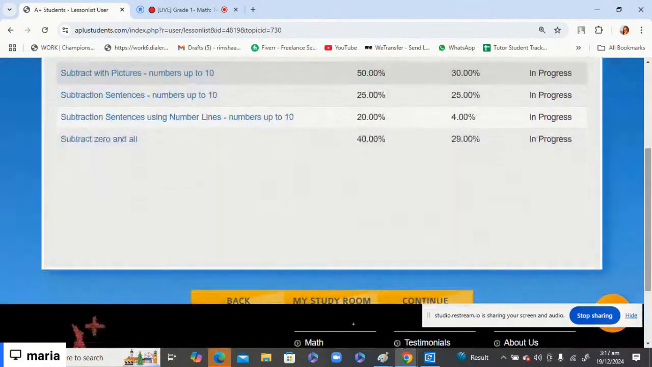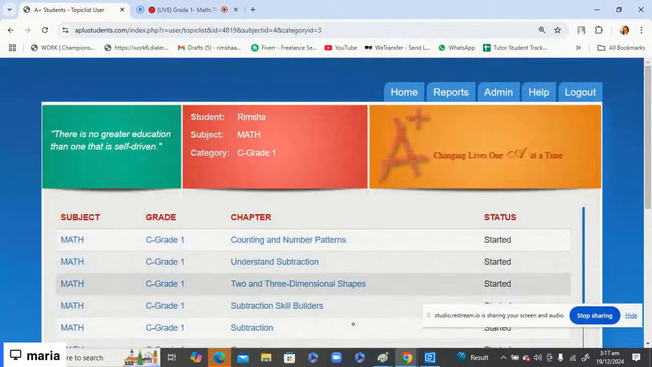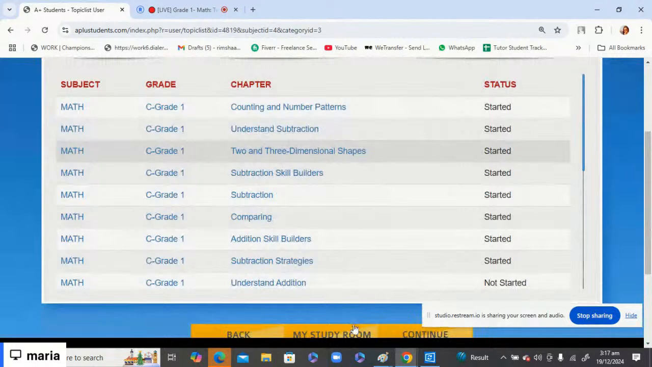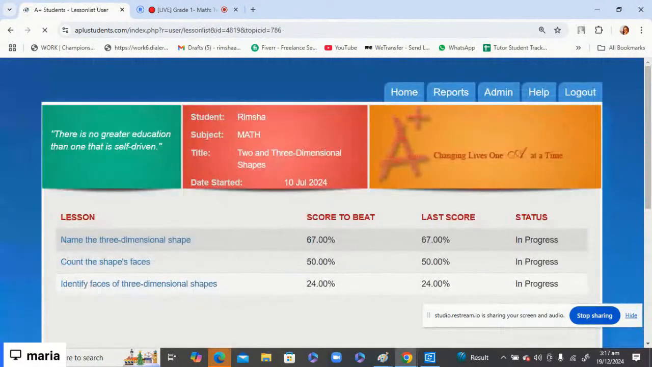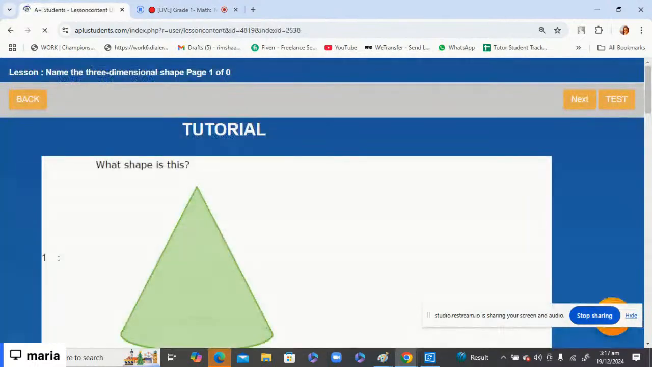So here this chapter is completed. Now let's start the next chapter of the day, that is 2 and 3 dimensional shapes. So let's get started. Name the 3-dimensional shape. First of all, we are going to write their names. What is the name of this shape? Let me tell you one by one, okay? What is the name of this shape?